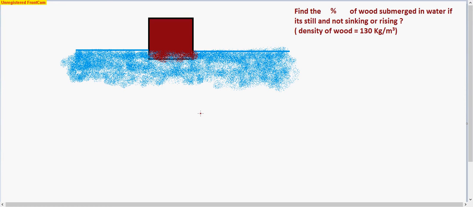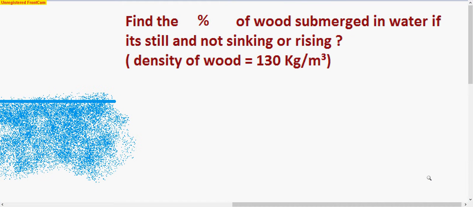Hello, in this lecture we'll be doing a problem based on the things we have studied till now. I've drawn the figure and I've also written the question before. This is the question: find the percentage of wood submerged in water if it's still and not sinking or rising. The density of wood is given as 130 kilogram per meter cube.